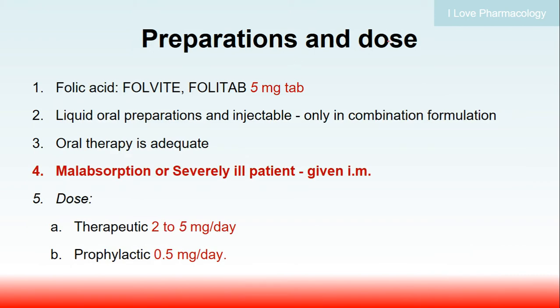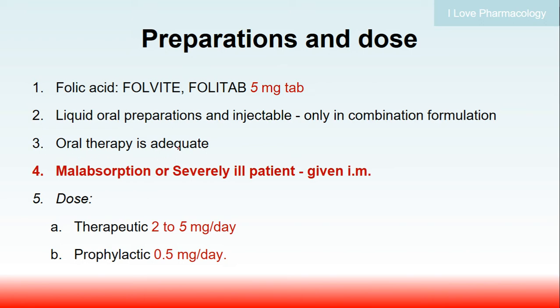So what are the preparations and dose of folic acid which are available? Folic acid is available in the form of a 5 milligram tablet. Liquid as well as injectable formulations are available. These are available only in combination forms with vitamin B12 as well as iron.